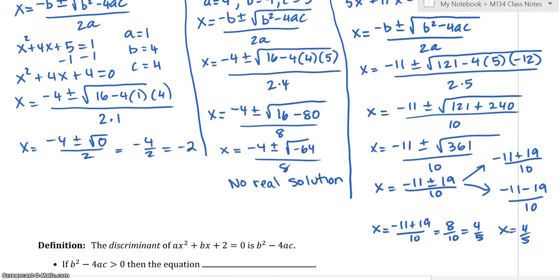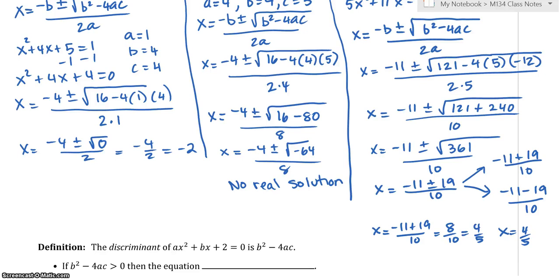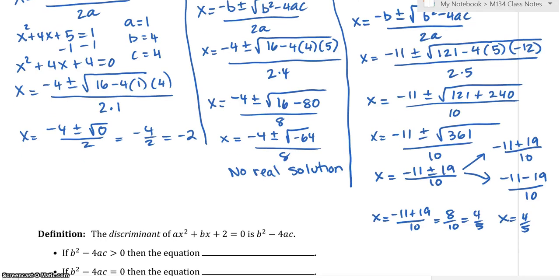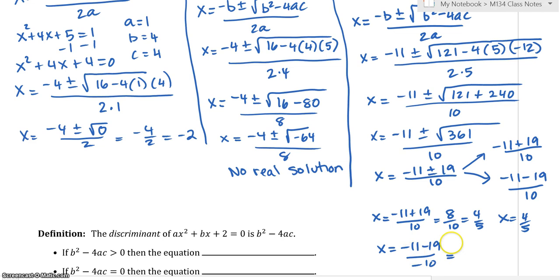And I'll have to scroll down, use the second part of my definition there. Running out of room. But you can also have negative 11 minus 19 over negative 10, which is, what is that? Negative 30 over negative 10. Let's make sure on a calculator. Yep. Which is 3. So x equals 3. So these are the 2 answers.